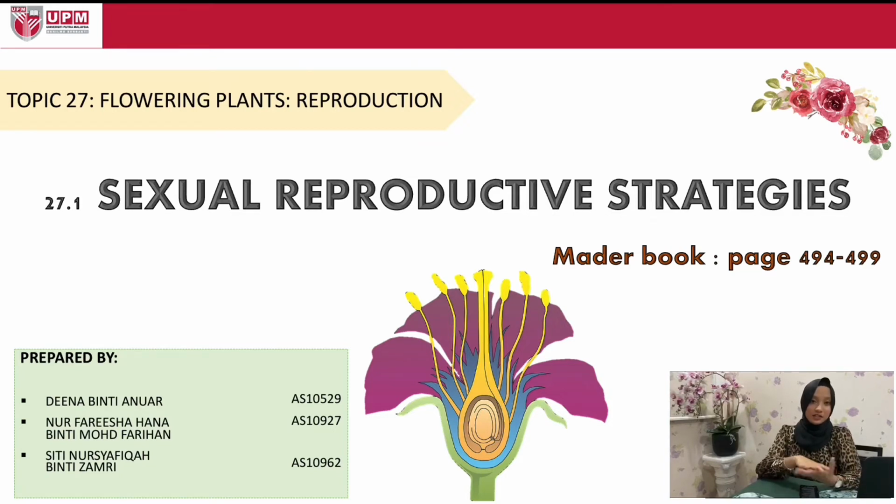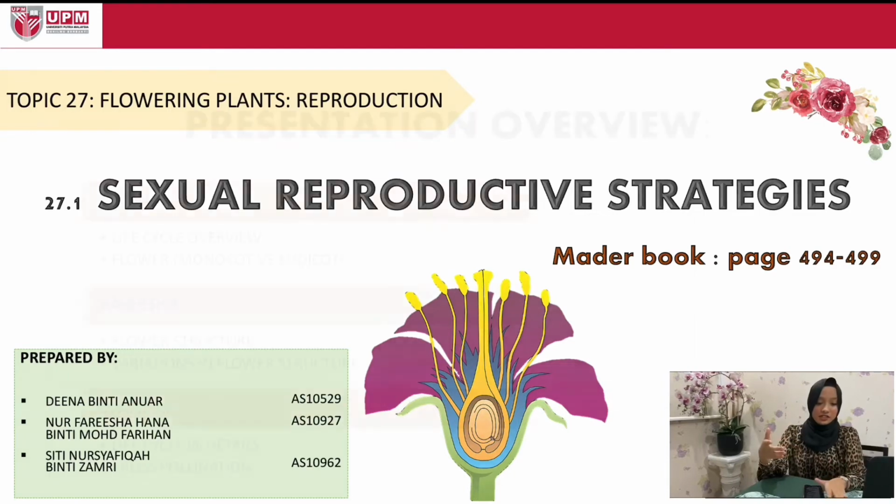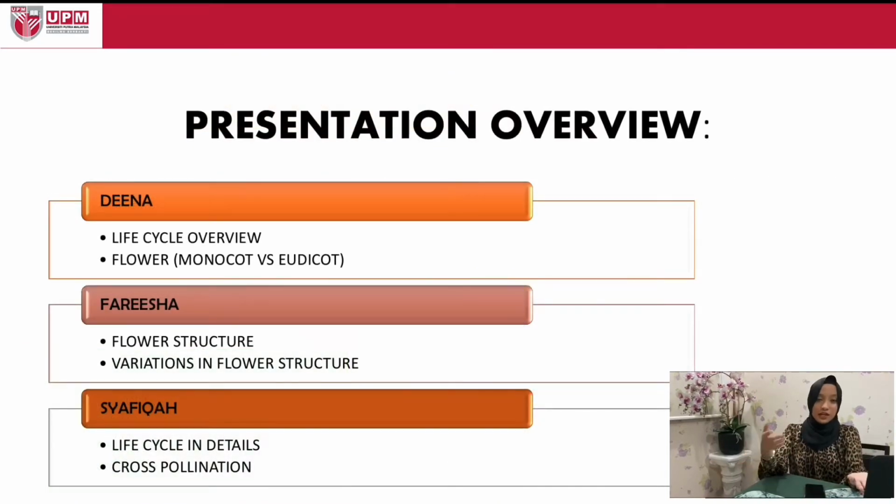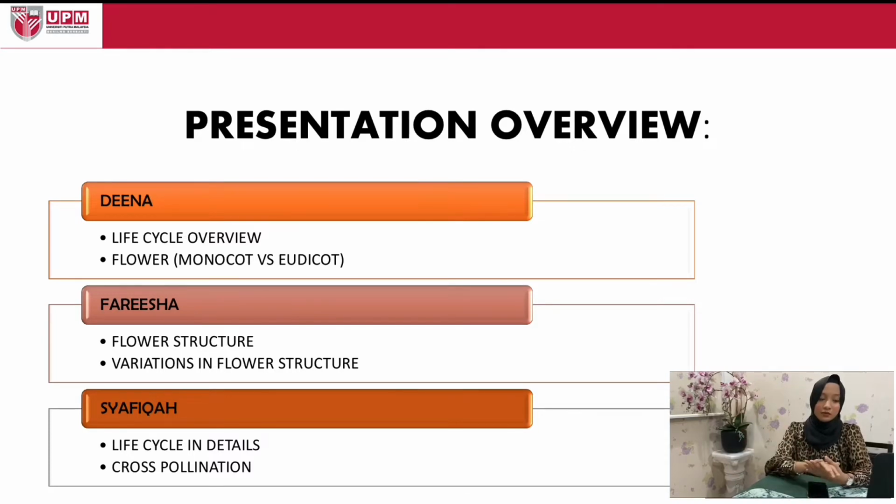Today, me and Farisha and Shafika will be doing the topic of flowering plants reproduction. Under this topic, we'll be explaining more regarding the sexual reproductive strategies. For the presentation overview, I'm Dina, and I'll be doing the life cycle overview and also the flower. Farisha Hana will be doing the flower structure and the variations in flower structure. Meanwhile, Shafika will be doing the life cycle in details and also cross-pollination.